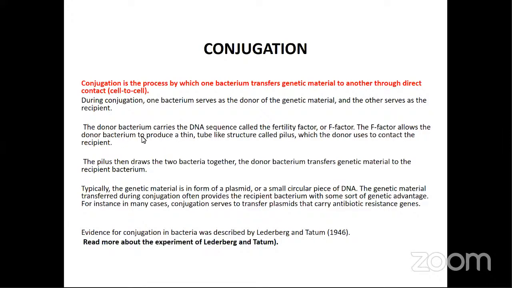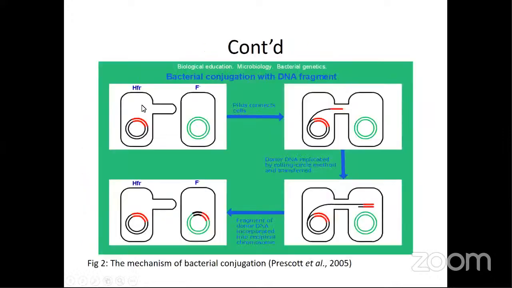All right, so the donor bacterium carries the DNA sequence called the fertility factor, that is the F factor, which allows the donor bacterium to be able to transfer the genetic material through the pilus. So in the next slide you can see this. This is representing the male. This is representing the female. Both have this fertility factor. So this is F negative because it is the recipient.